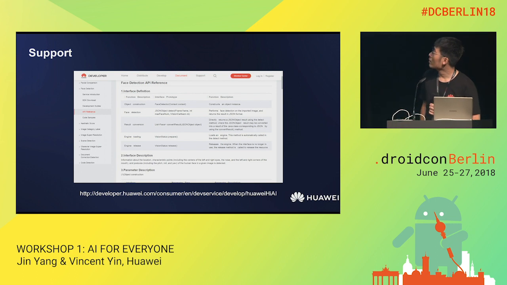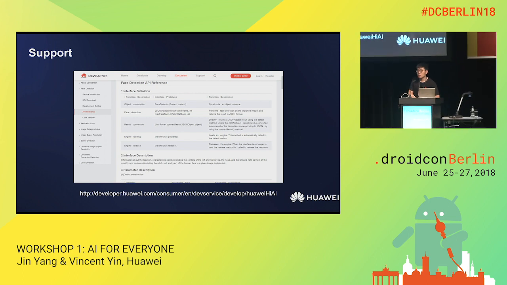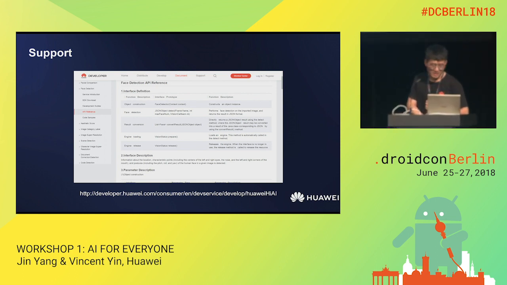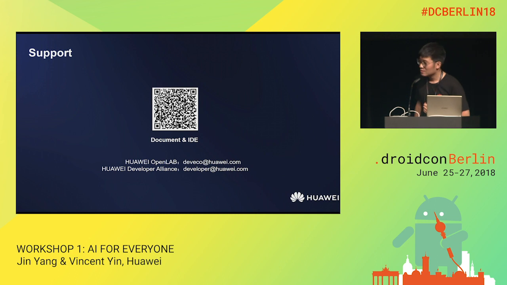And this is the spot info of the HiAI engine. This is what the website looks like. You can use the API I mentioned earlier, right now from this API. And okay, after this, you can also scan this QR code or email us for support.